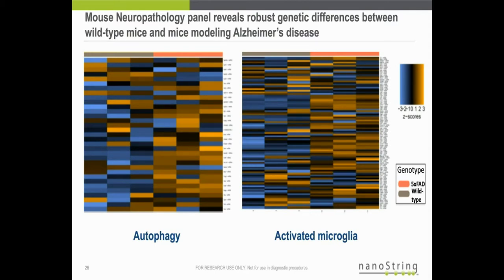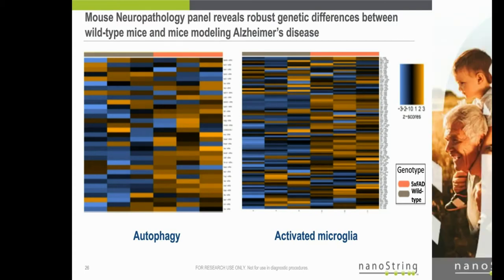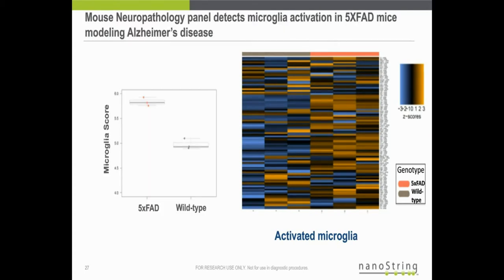And if you look at the cell profiling feature and focus on the microglial score in particular, you can see that this analysis demonstrates an enrichment in microglia that's right in line with what we see in that heat map.